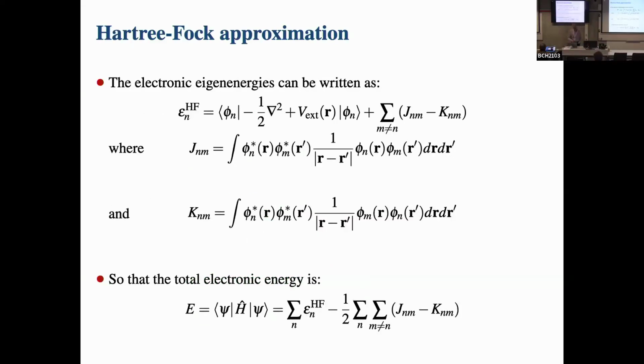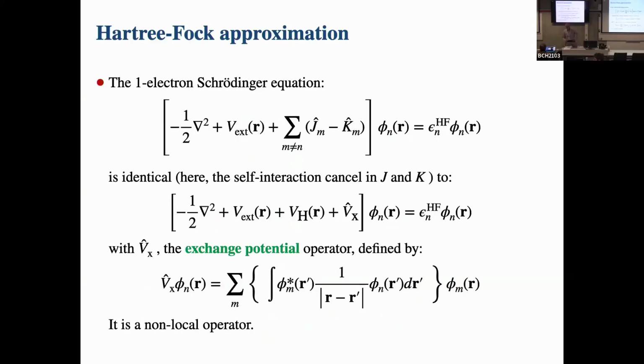So again, you can get an expression for the eigenvalues where we introduce these two terms, the J and the K's. And as a result, the total energy can be written by summing over all the eigenvalues minus a double counting again. And finally, if we compare that to the Hartree energy, correcting the one that we had for the Hartree potential here, we introduce an exchange potential, which is written here. And it's a non-local operator.